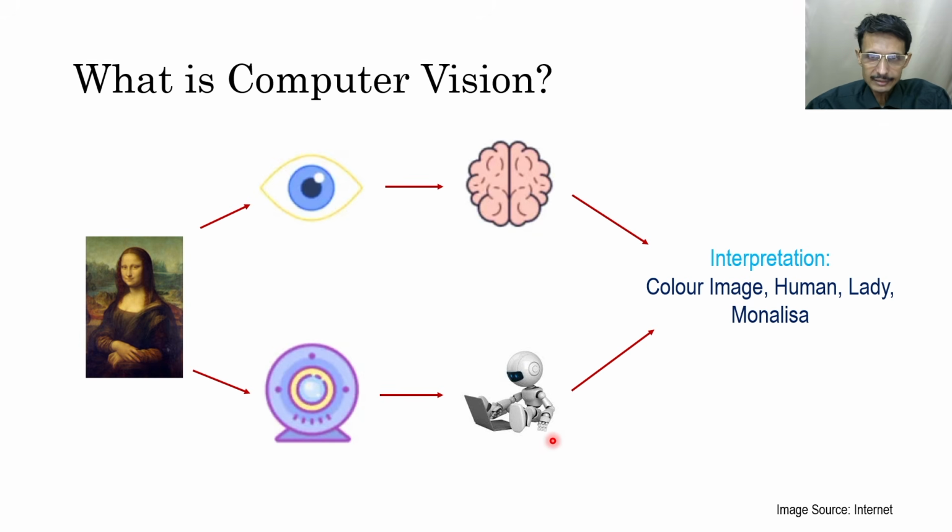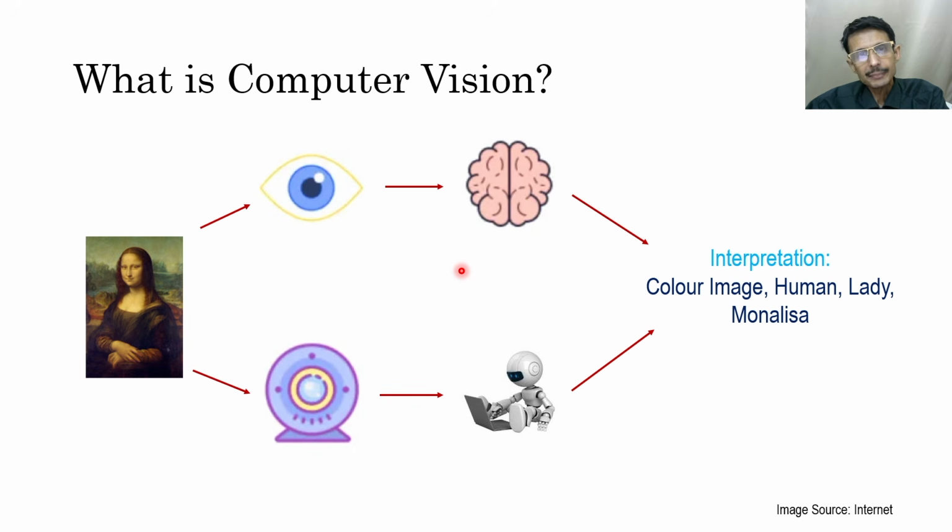Now can we do a similar thing using a camera as our sensory organ like the eye, and then make a robotic device or a machine learning or deep learning model learn so that it interprets like a human being, so that it can interpret this image at different levels of abstraction. So that is the basic idea, the basic goal, the basic objective of computer vision.